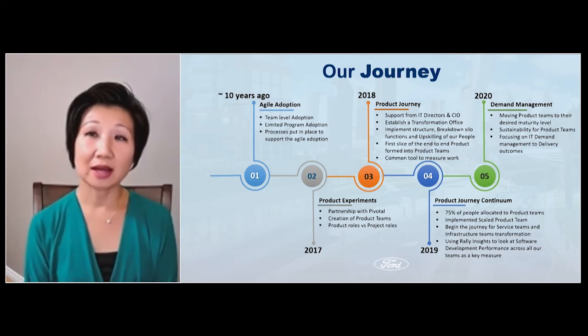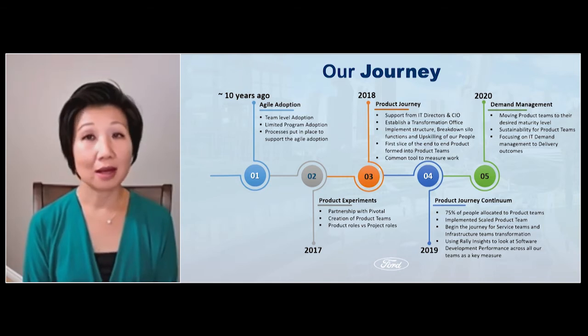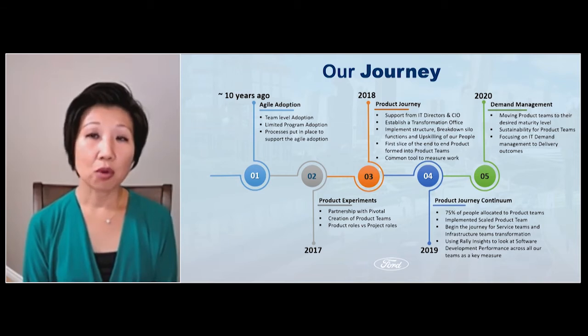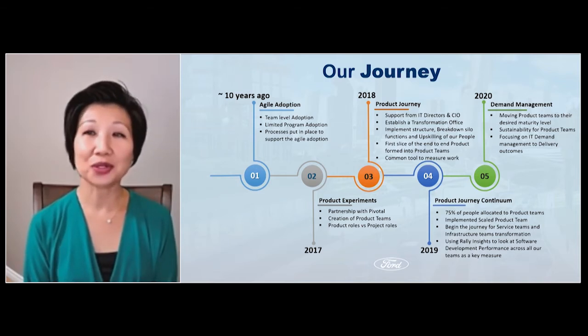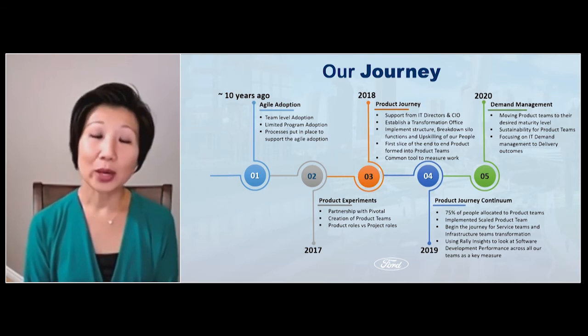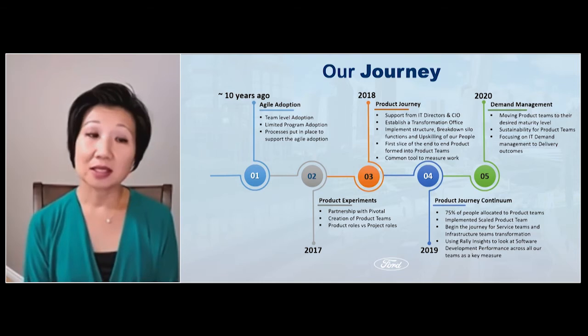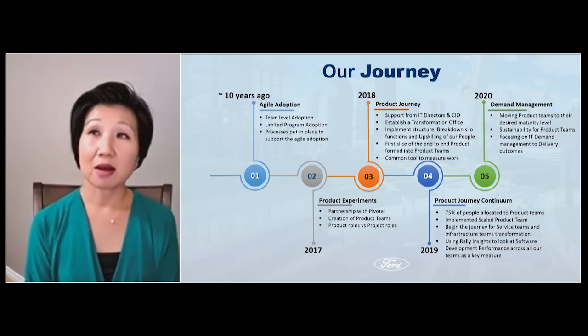So we learned from that, and in 2017, we had a partnership with Pivotal. We explored the product team model and the roles that existed within. That was the beginning of the creation of product teams. We learned that the traditional roles within a project team needed to change. Our roles, our skills, and all those muscles that we knew so well needed to be upskilled in this new product world. In 2018, we began our product journey. A council was formed consisting of our IT directors and our CIO. They were highly committed to this transformation journey.